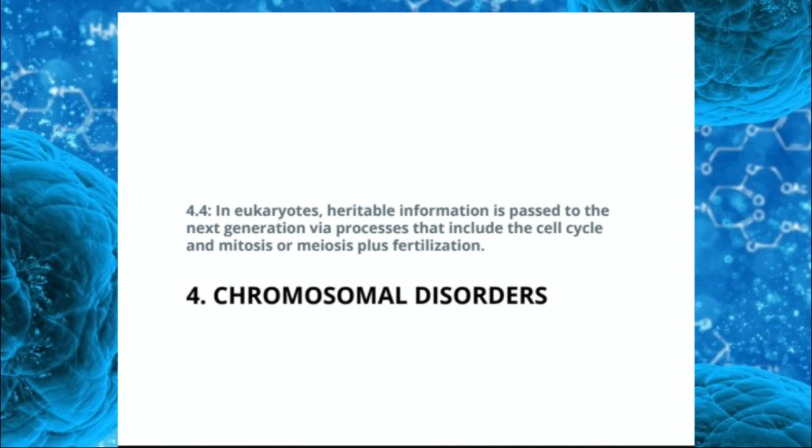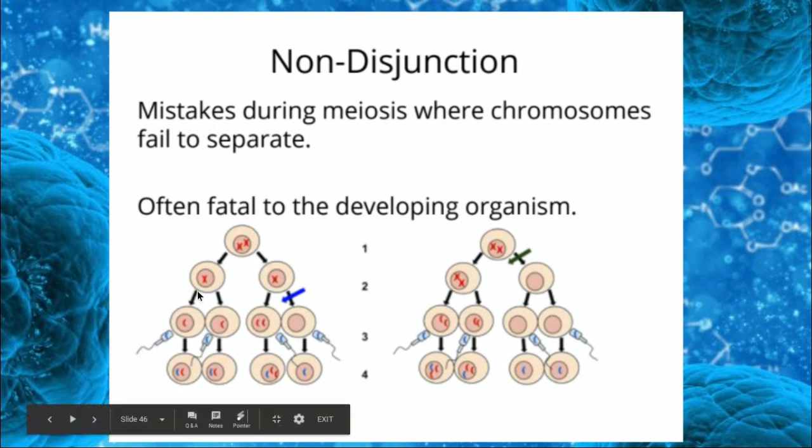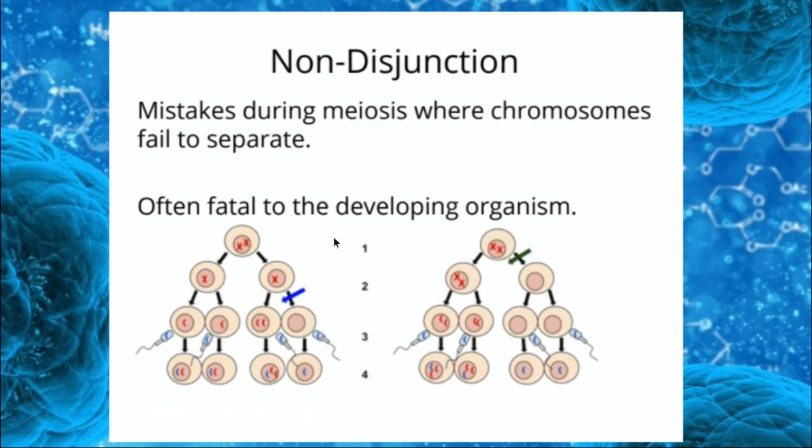But now we're going to look at what happens when there are errors in the process, when there are errors in chromosomes being passed on to new offspring during fertilization. One common chromosomal error is called non-disjunction. Mistakes during meiosis happen. And if the chromosomes fail to separate, then you'll end up with gametes that have either more or less than the number of chromosomes that they should. It depends on whether the non-disjunction occurs during the first round of meiosis or during the second round of meiosis.